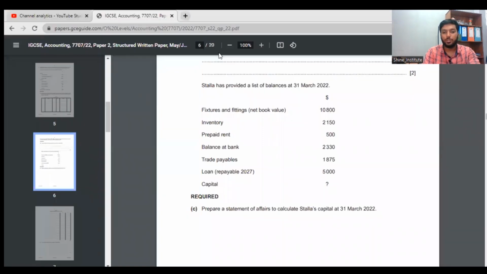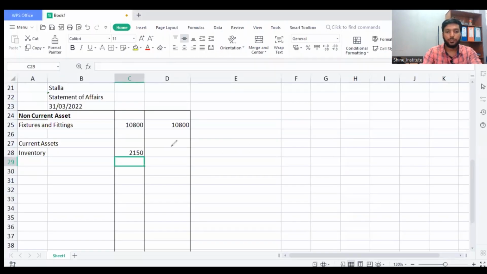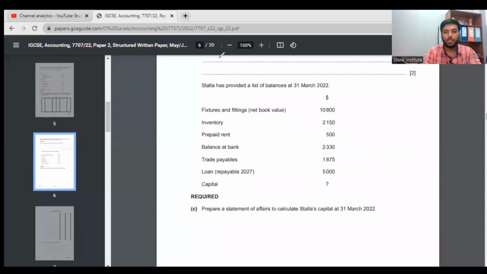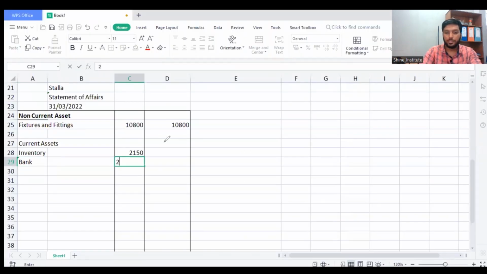So let me go in order. So do I have trade receivables? No. So I have inventory 2,150. So let me mark it. 2,150. And then I have bank account. What's the balance we got on the bank account? 2,330. So I'll write bank. So let's go in order, guys. This is the order. So you have inventory, trade receivables, cash bank, and then prepaid expenses or accrued income. You will record it under current assets. You always need to remember, if there are no trade receivables, take the bank after inventory, and then the rest after that.